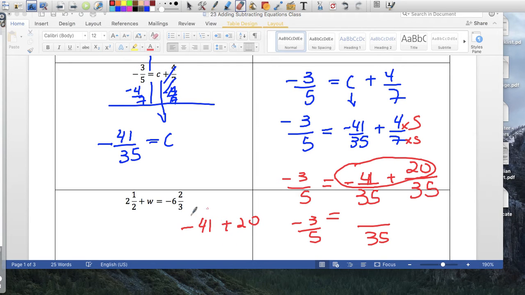So it's going to be more negatives, right? So it's negative, and then 41 minus 20 is 21. So it's going to be negative 21. So it's negative 21 over 35. Are these the same?